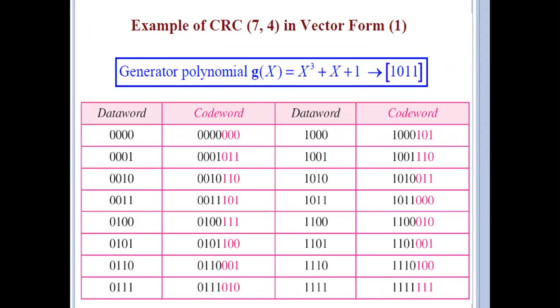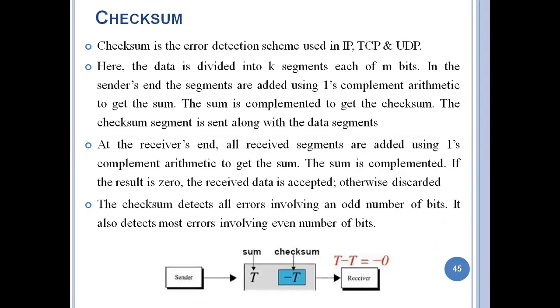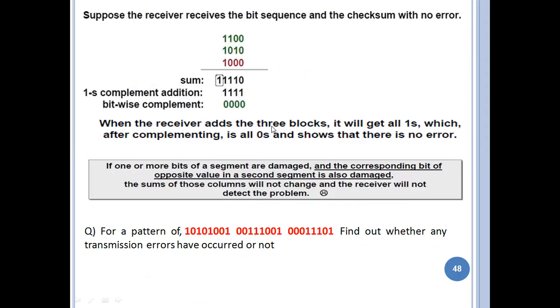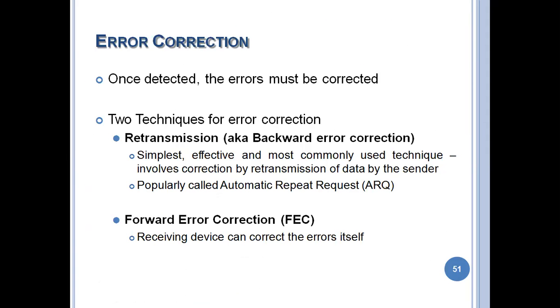Vertical redundancy check, longitudinal redundancy check, cyclic redundancy check, and checksum. So go through the lecture notes, you can easily identify these, checksum versus CRC. Now error correction: how do we correct the errors after detecting them?